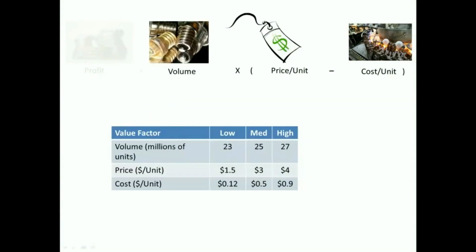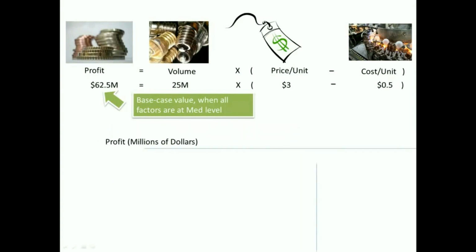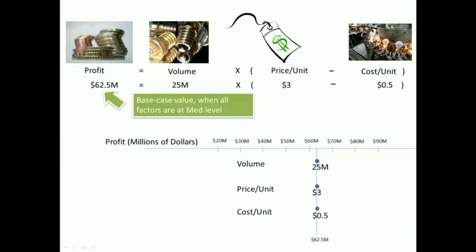We now take the three ranges and look at the medium case with the three values, plug it into the equation, and we get a profit figure of $62.5 million, which we'll call the base case value when all the factors are at the medium level. We can now plot this on a scale of profit with volume, price, and cost at these levels, and the profit bar shows up at $62.5 million.